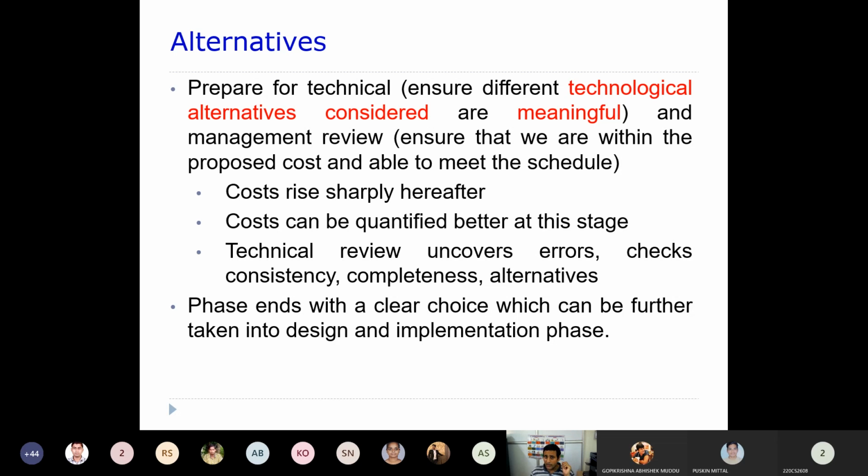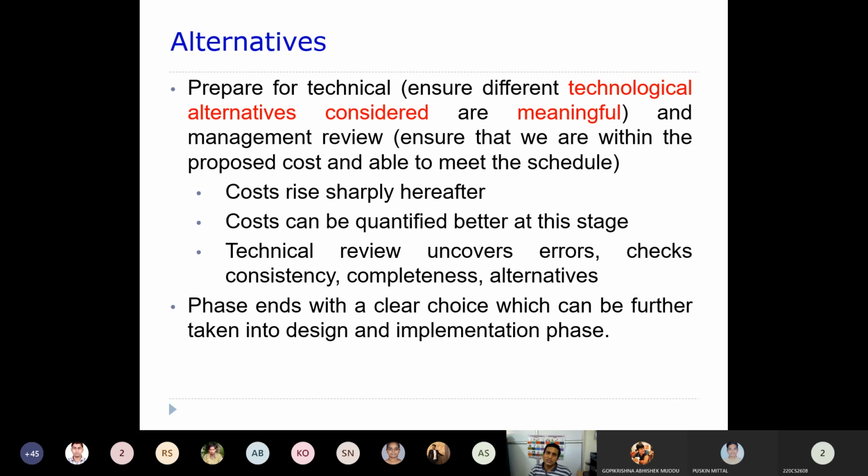Now whether these technical alternatives are meaningful or worthwhile or not, whether the technological alternatives we have chosen can be carried out within the proposed cost or not, whether they are going to meet the schedule or not. I mean, schedule means, let's say we wanted to develop that particular project within 6 months, whether we will be able to develop the software within 6 months or not. So everything should be taken into consideration, and based upon that we need to choose the alternative. So those things should be mentioned here.